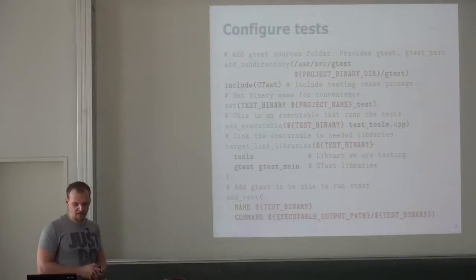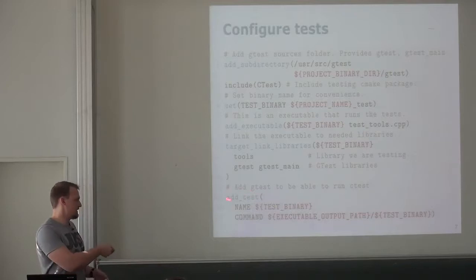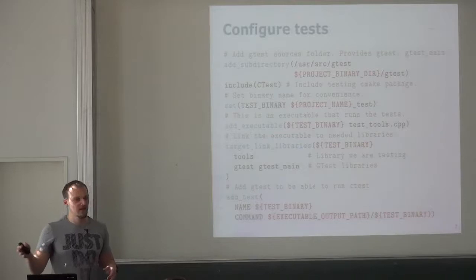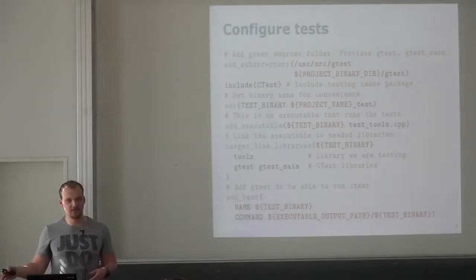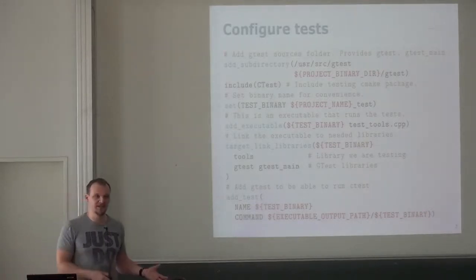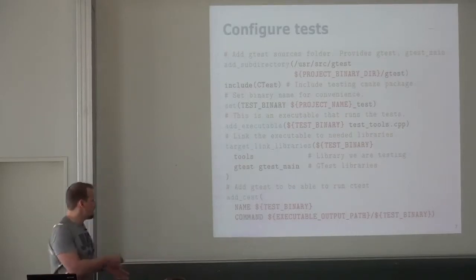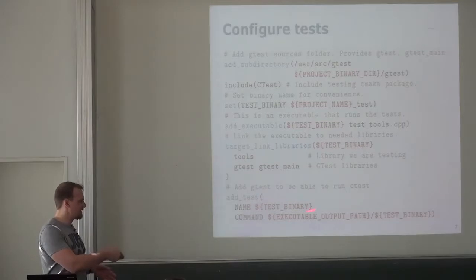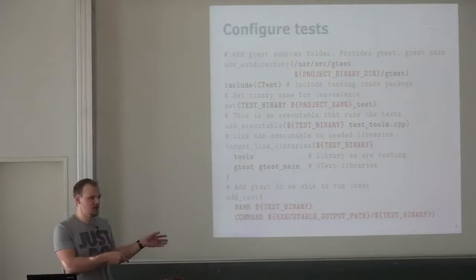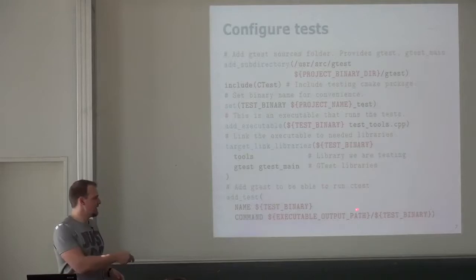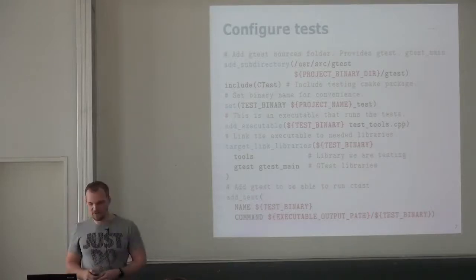And the only new thing here is that you need to add test. So add test means that you communicate to CTest and say, hey, this binary is actually a test command. So whenever I ask you to run my tests, please run it. That's what it says. And it says that, okay, the name is going to be test binary, and the command is going to be this. So it's going to be searched in the executable output path that we set somewhere, and it will be a test binary over here.